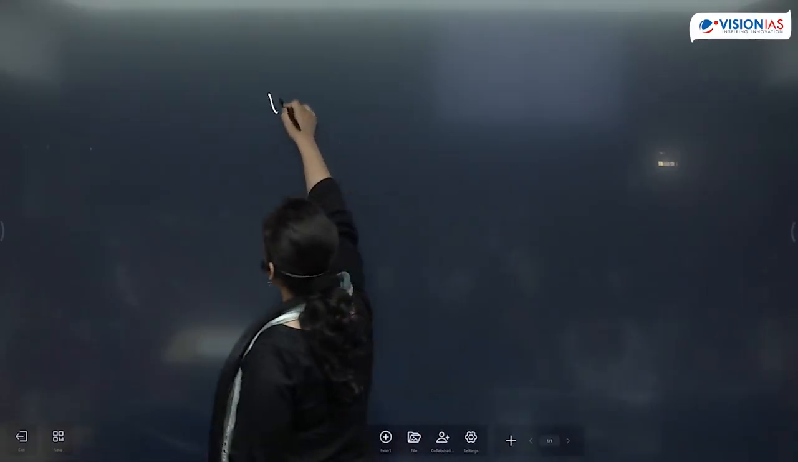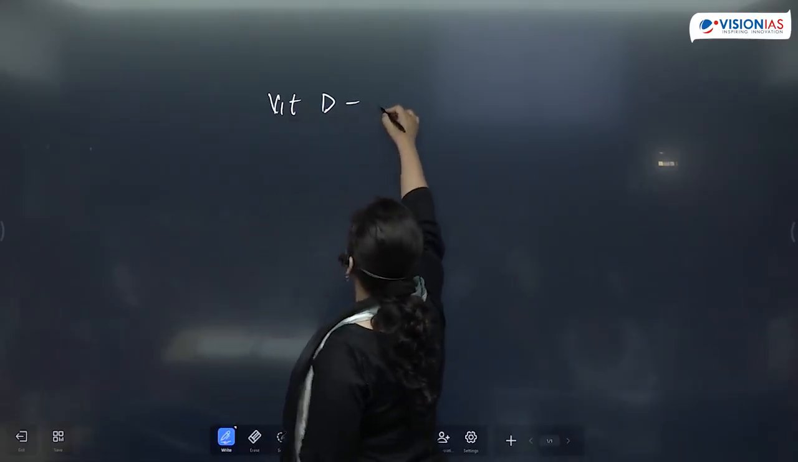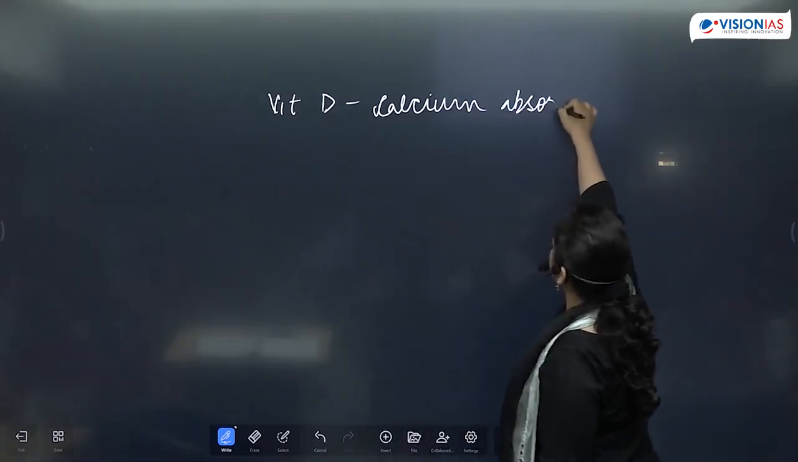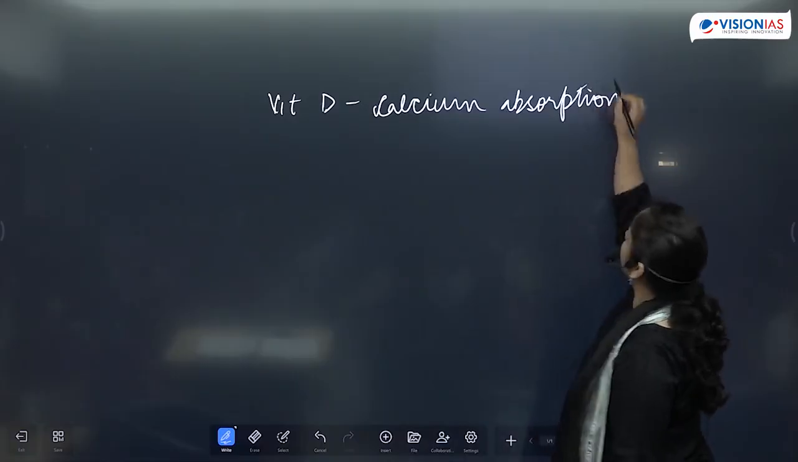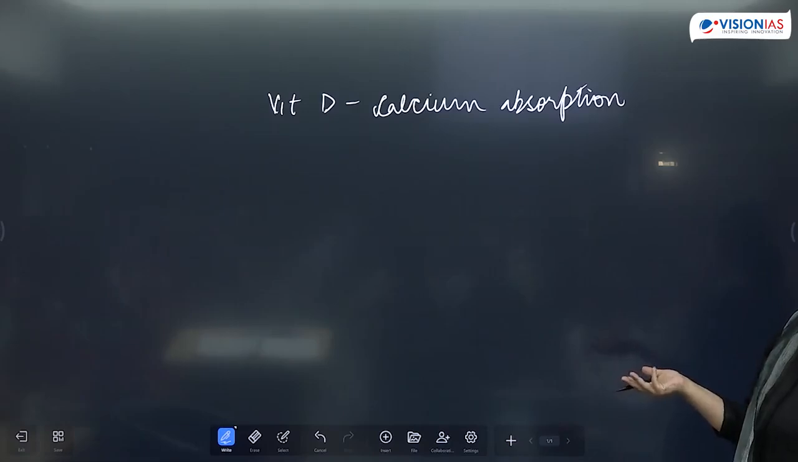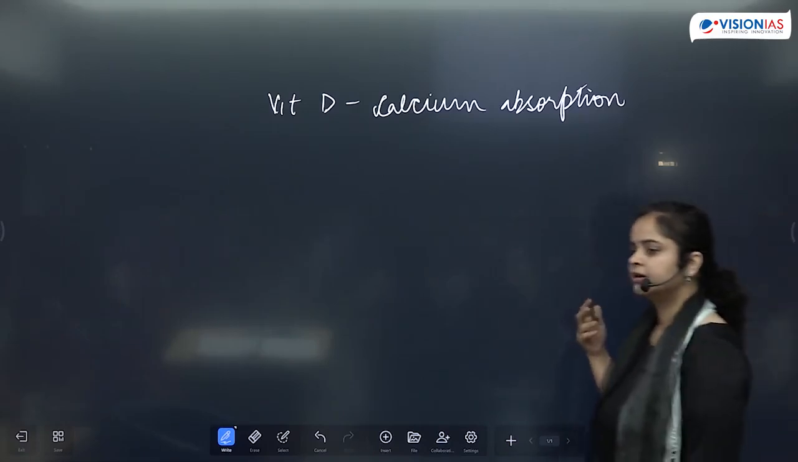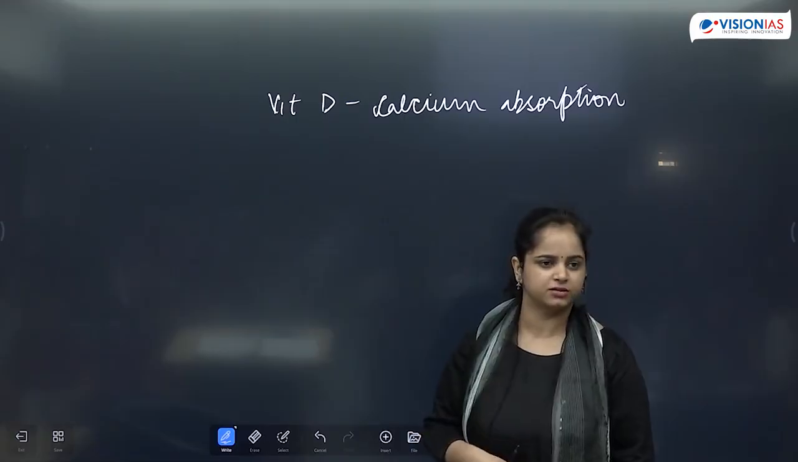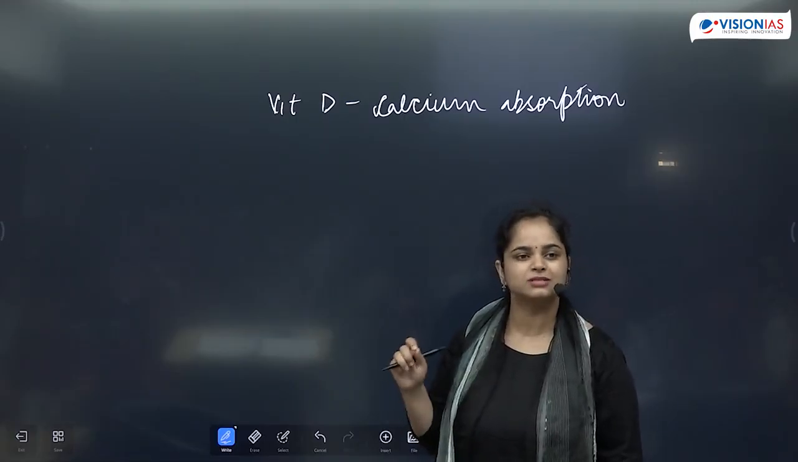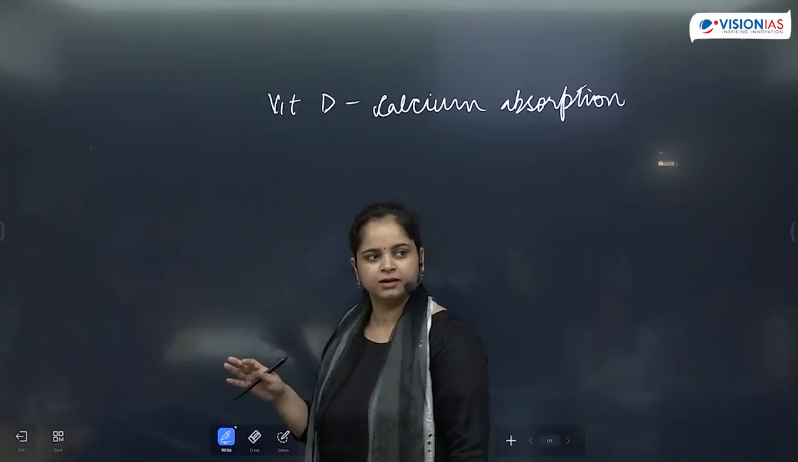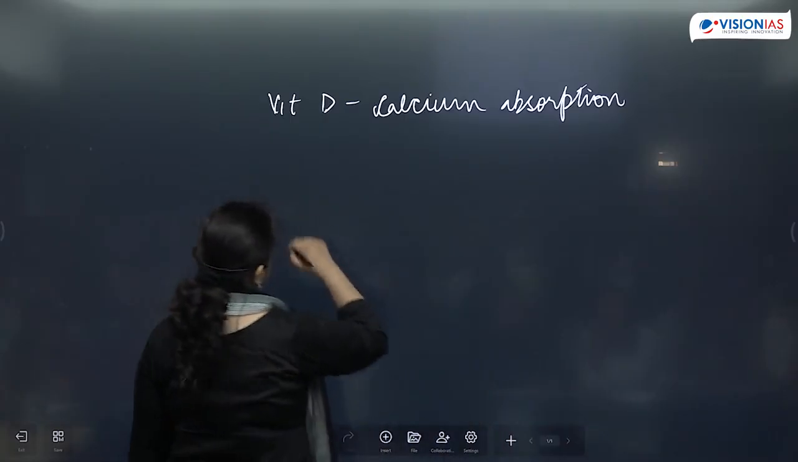What happens is vitamin D is very important for calcium absorption in the body. How your body will use calcium is dependent on the presence of vitamin D. If vitamin D is not present, then calcium absorption is going to be difficult. The body will not be able to use any calcium unless vitamin D is present. That's why all calcium supplements will always have some amount of vitamin D, because without that, calcium cannot be used.